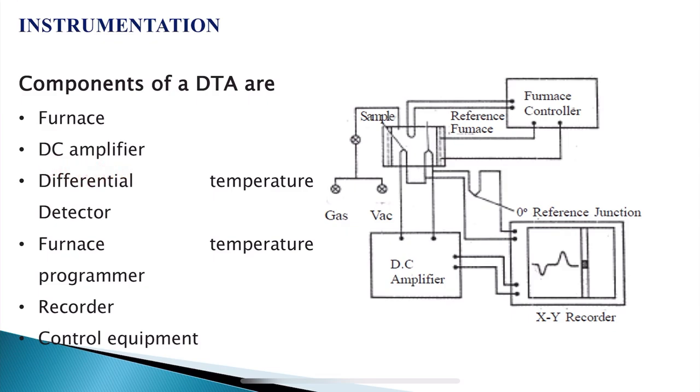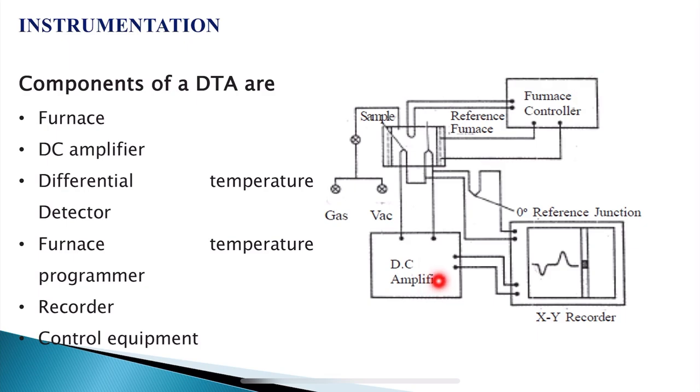The next component of DTA is a DC amplifier. Generally a low level DC amplifier is employed. Why do we use an amplifier? To pass the current to the furnace, we have to control the temperature, or the heat, and for that purpose we use a DC amplifier. Generally we use a low level DC amplifier in the DTA apparatus.